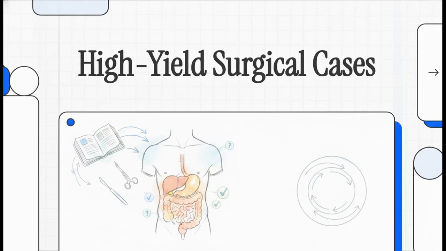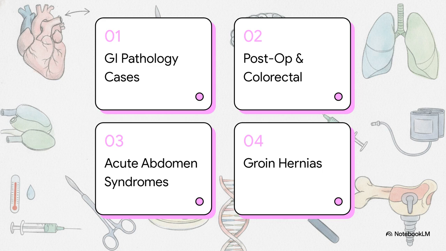Let's jump right into this explainer. We're running a rapid-fire review of high-yield surgical cases, specifically targeting those must-know diagnostic scenarios. Here is our agenda for today. We'll be moving through gastrointestinal pathology, post-op and colorectal surgery, acute abdomen syndromes, and groin hernia management.